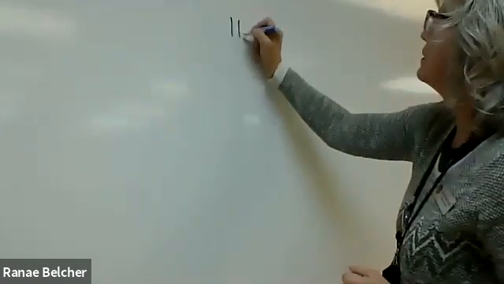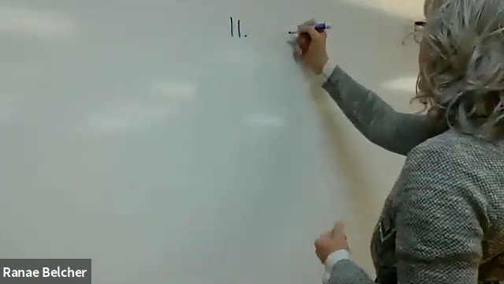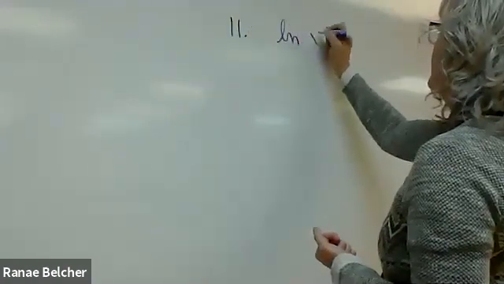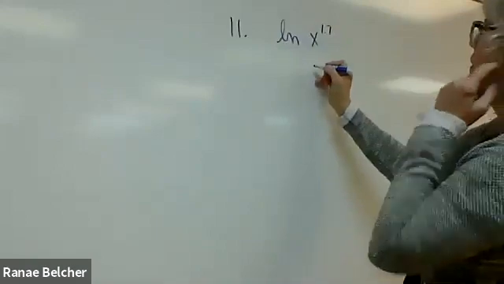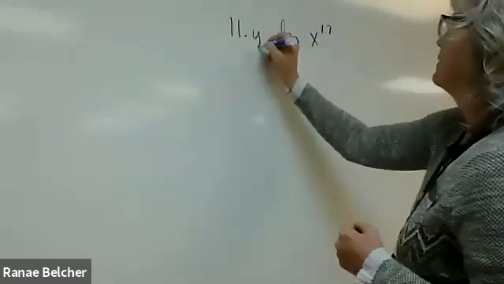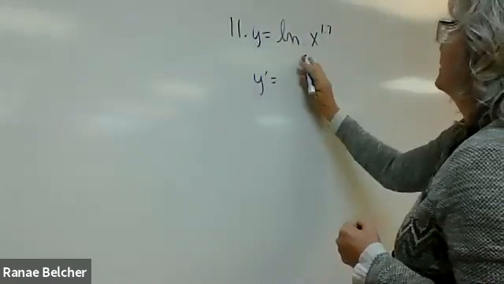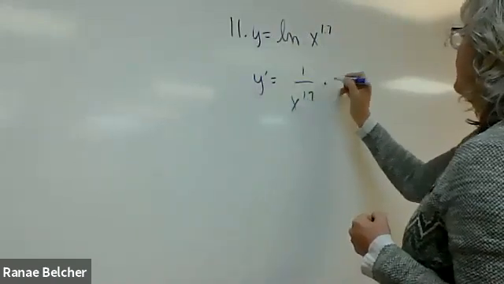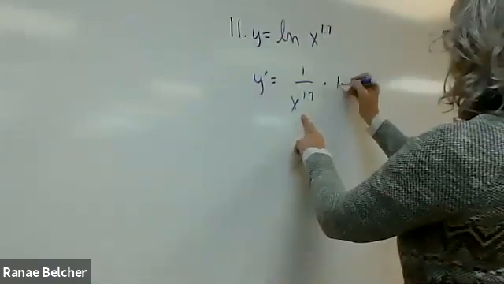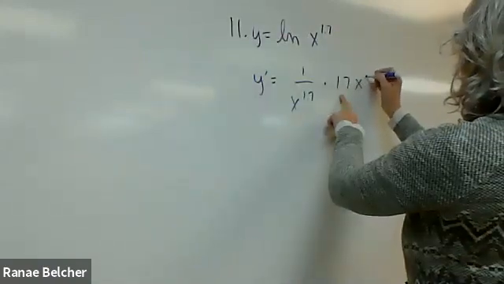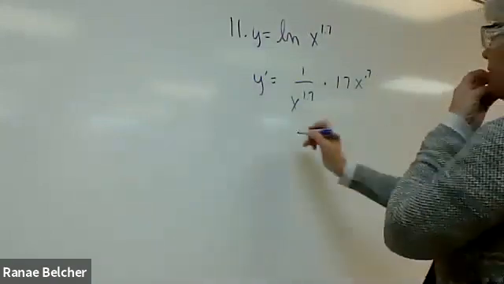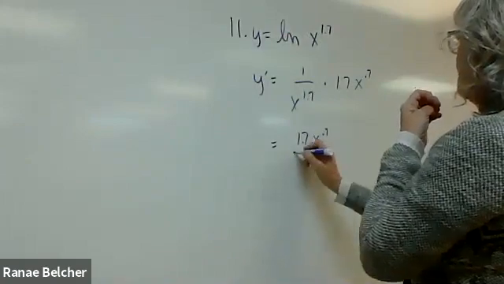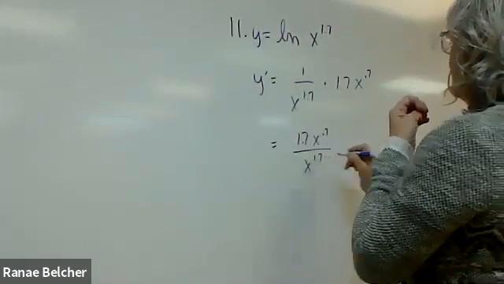Oh, okay. So you had the natural log of x to the 1.7, right? And so now you know that you're going to have 1 over x to the 1.7, and then times the derivative of x to the 1.7. That's where you put the 1.7 in front, and then subtract 1 from the exponent to get 0.7. So you can write that as 1.7 x to the 0.7 over x to the 1.7.